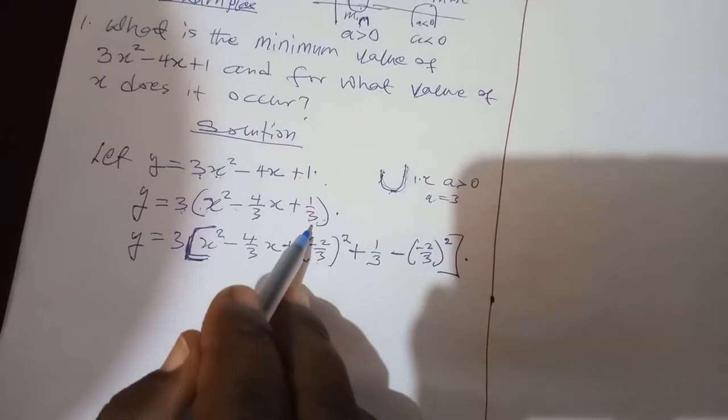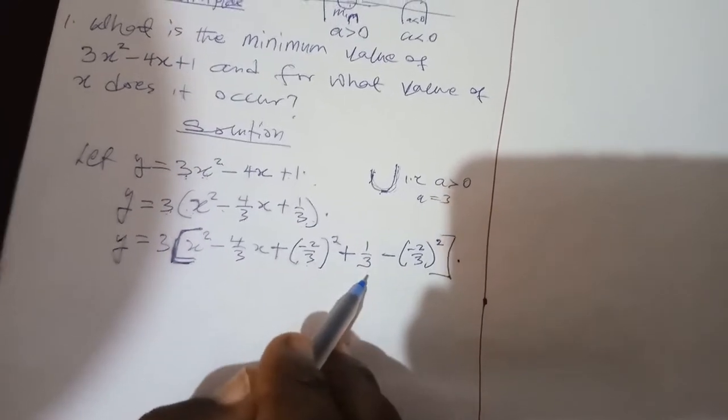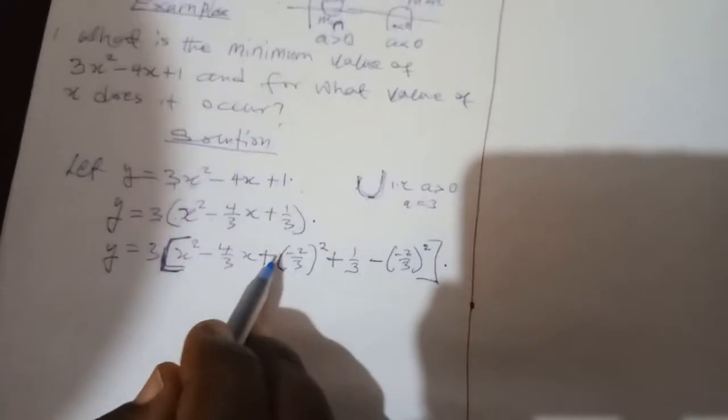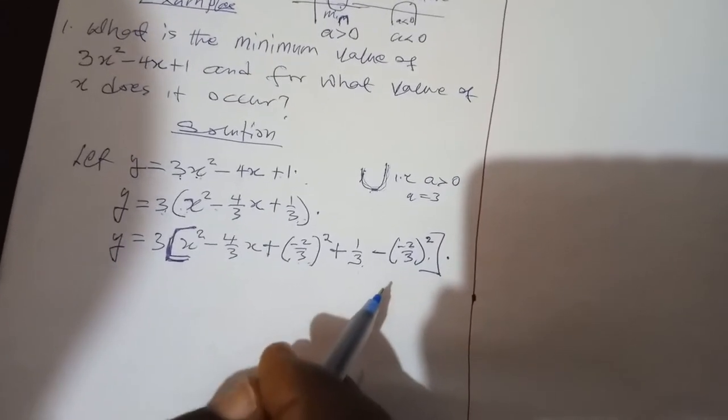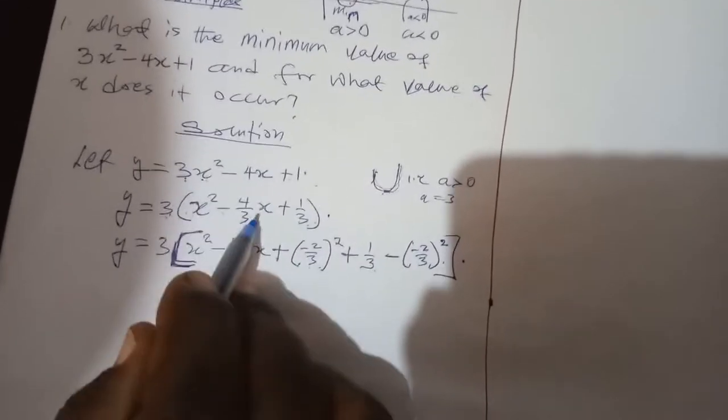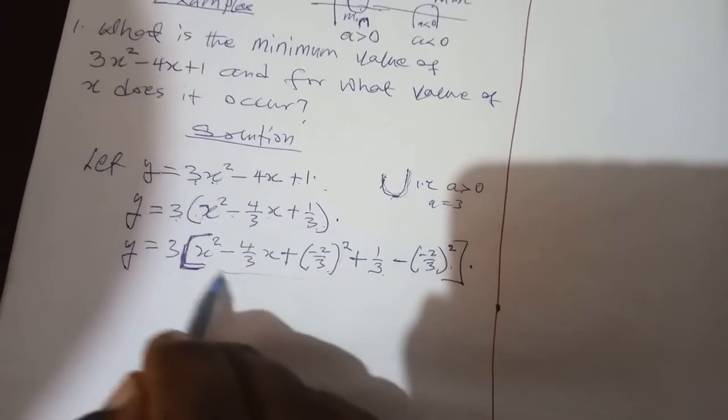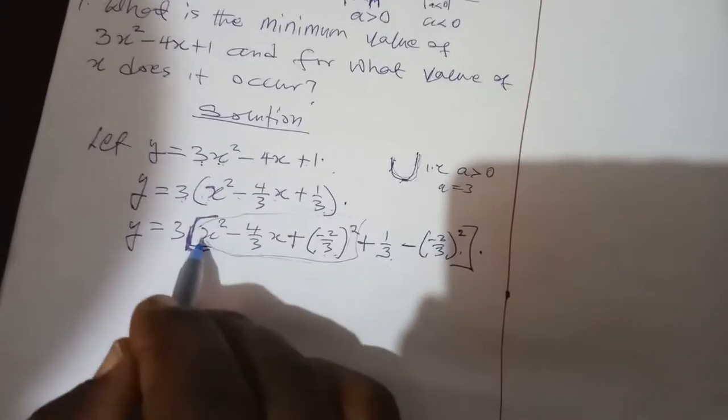This 1 over 3 is the extra term. It is here already. I dropped it. But because you have added something new here, you have to subtract it again to keep a balance. The whole idea is to complete the square here, to make this part a perfect square, right? And this is now a perfect square.